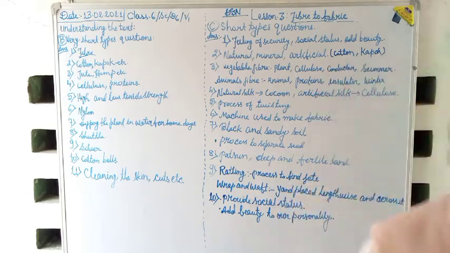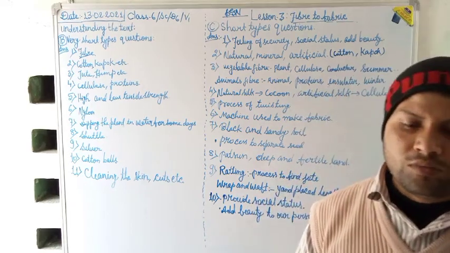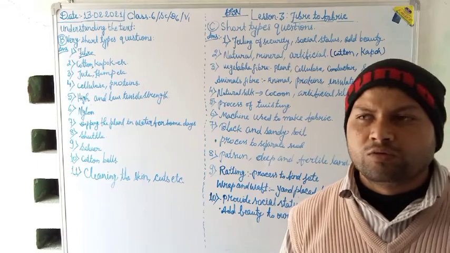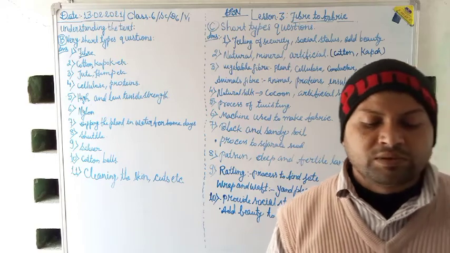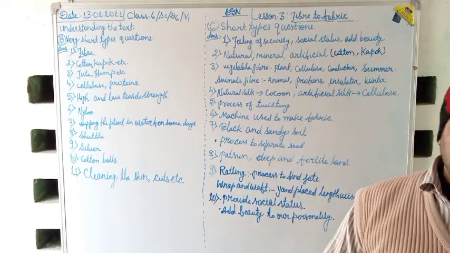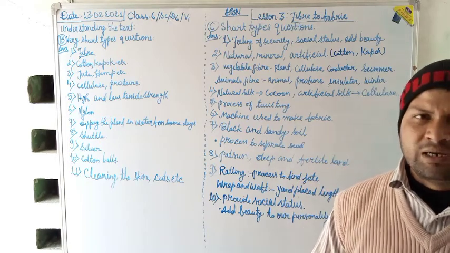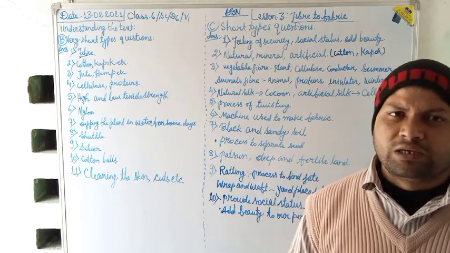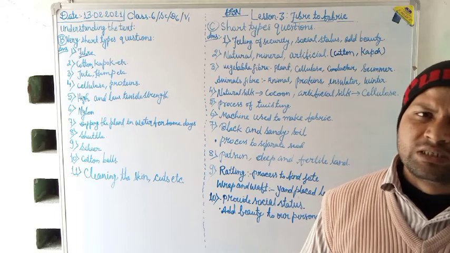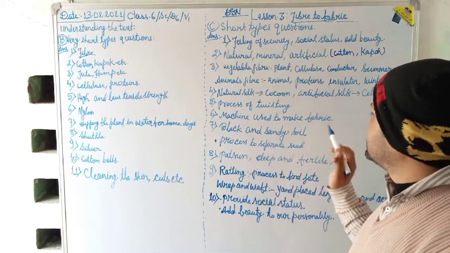Now, it is asked what is a loom, and discuss the working of a hand loom and power loom. So the loom is a machine used to make fabrics. It is of two types, hand loom and power loom. When the loom is operated manually, it is called a hand loom, and when it is operated using a machine, it is called a power loom. So this is the answer for question 6.